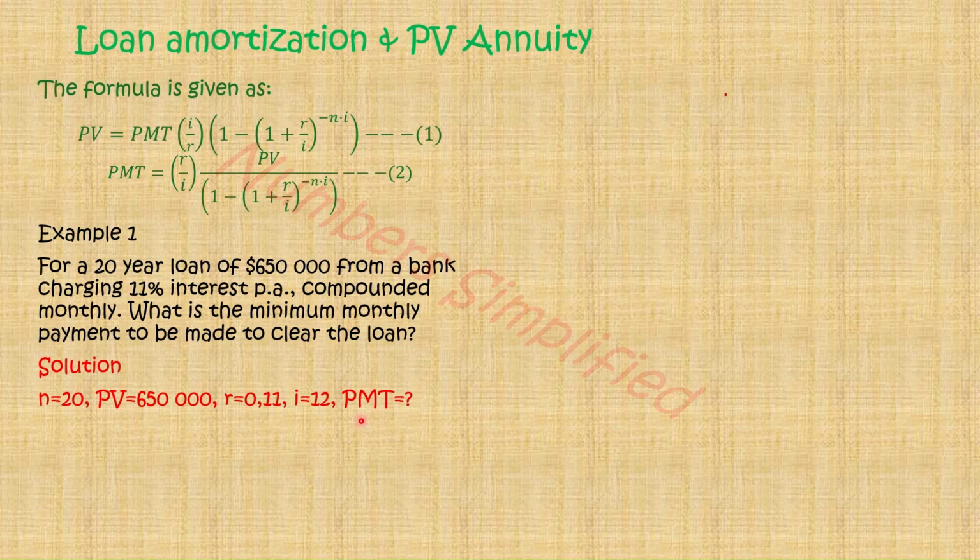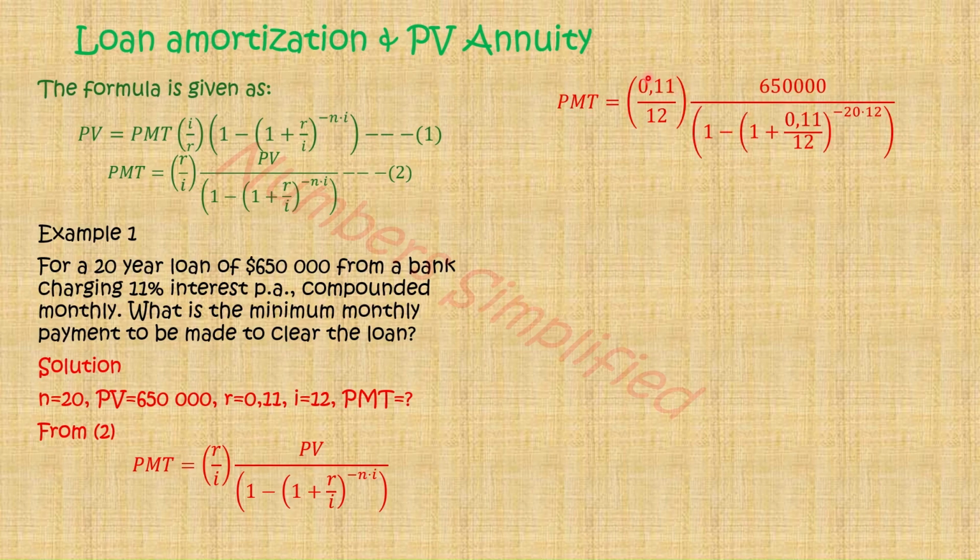So what this means is we are going to apply formula 2. There's no need for us to derive it again since we have already derived it. So from equation 2, we have PMT is equal to that. The next thing would be to substitute for each and every variable. Starting with R, we have R in two places, 0.11 and 0.11. It is crucial that we substitute the variables in the right position. Otherwise, our solution becomes wrong.